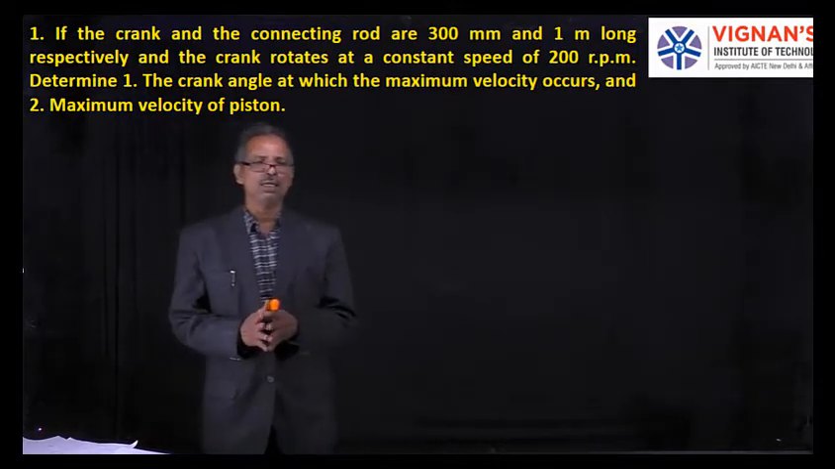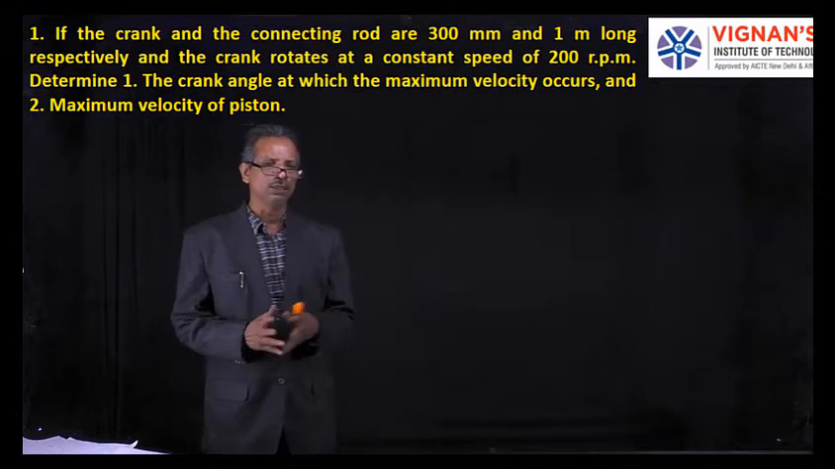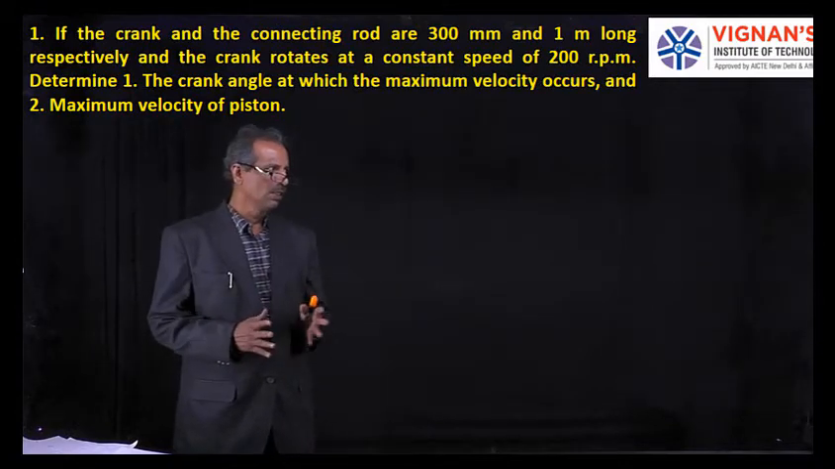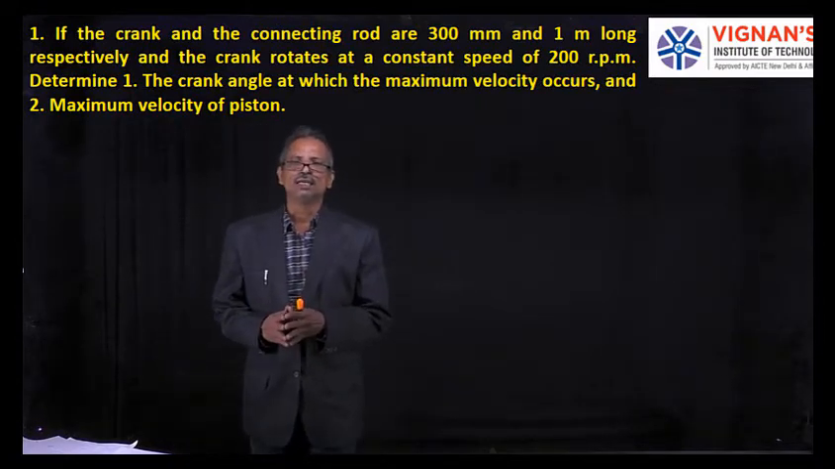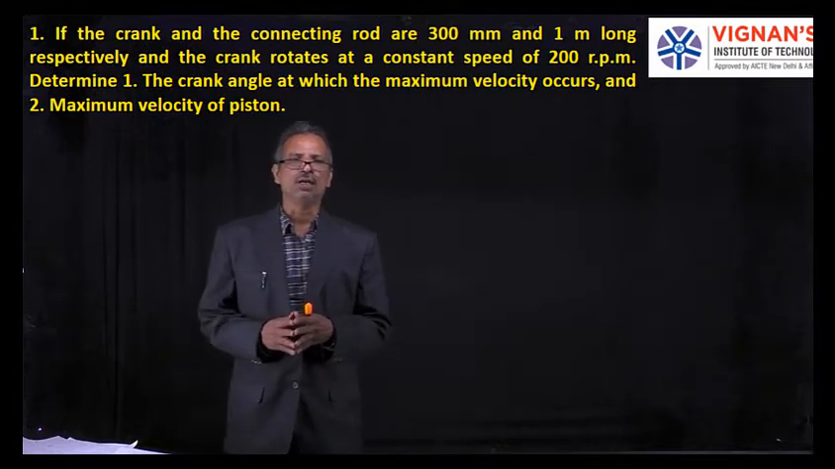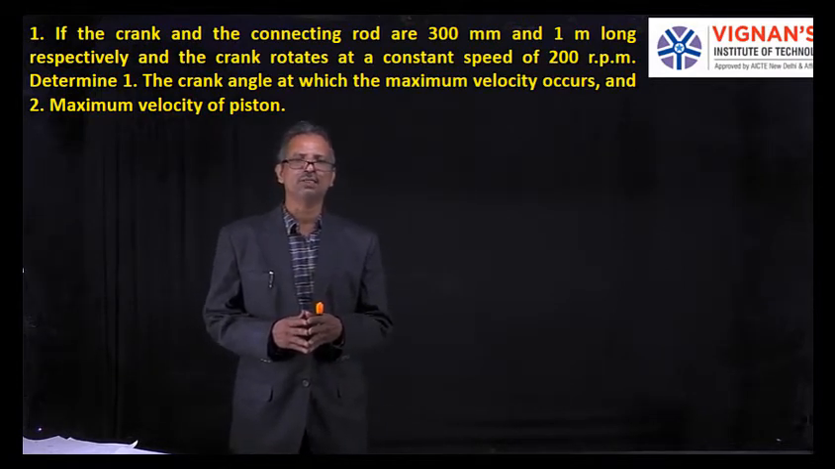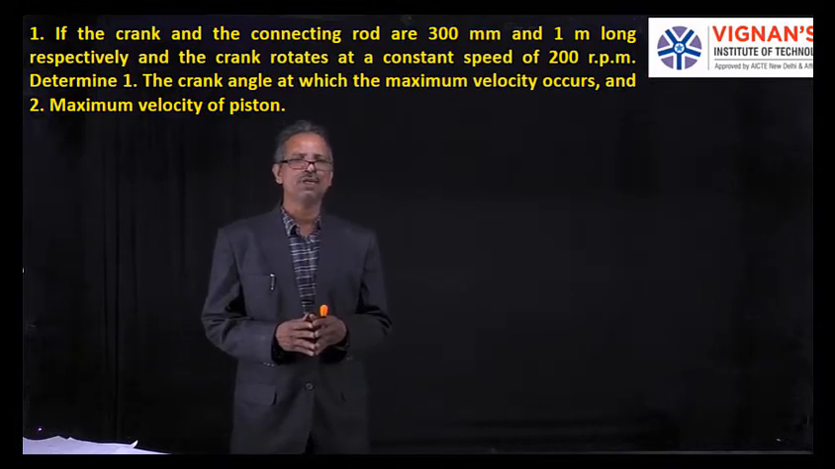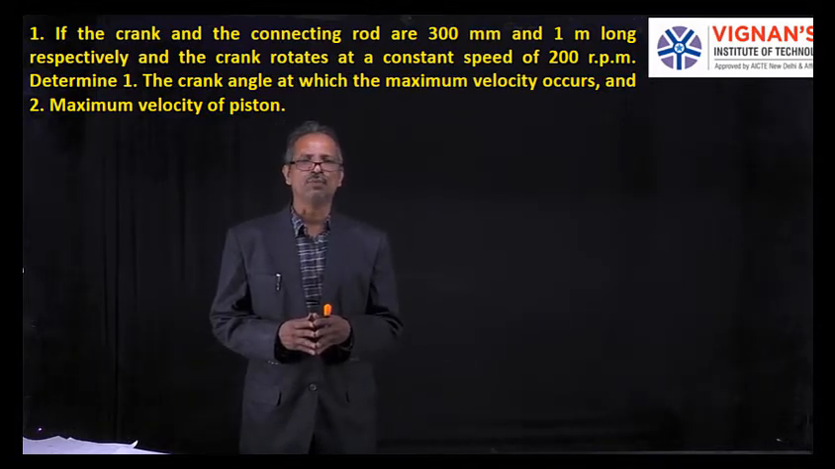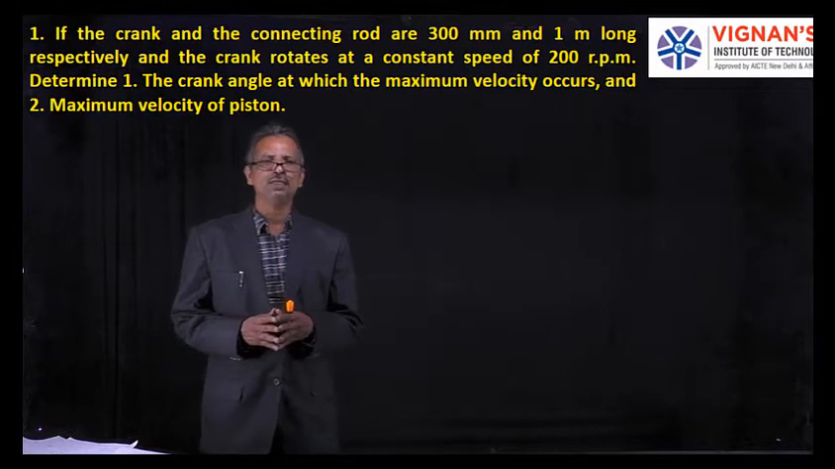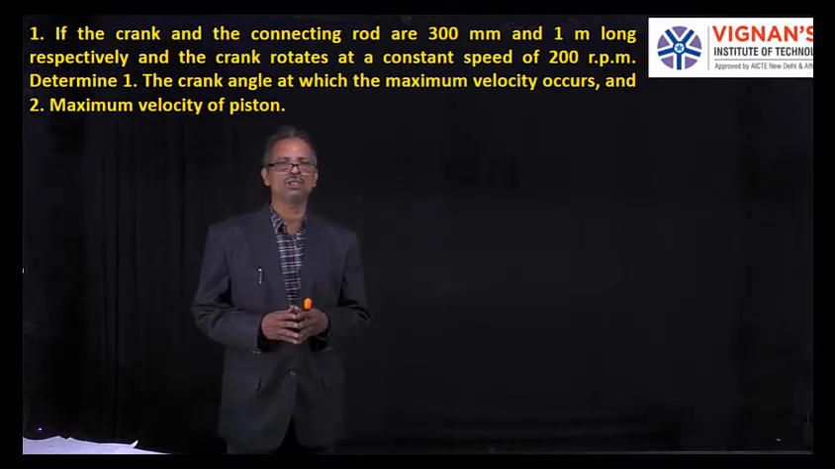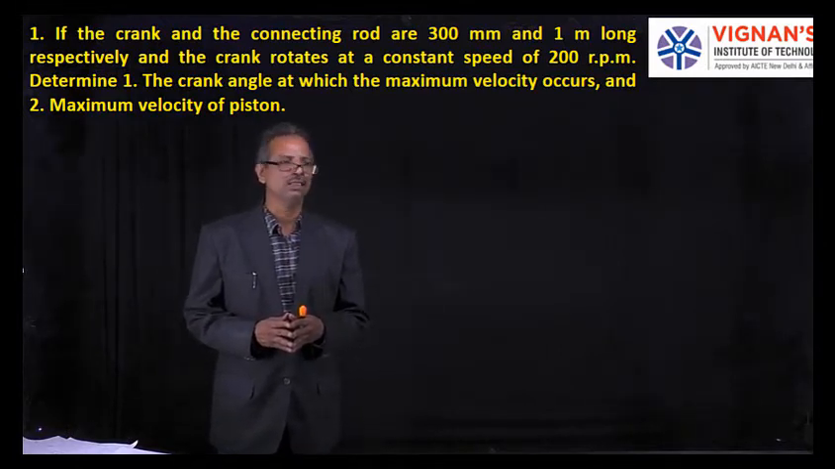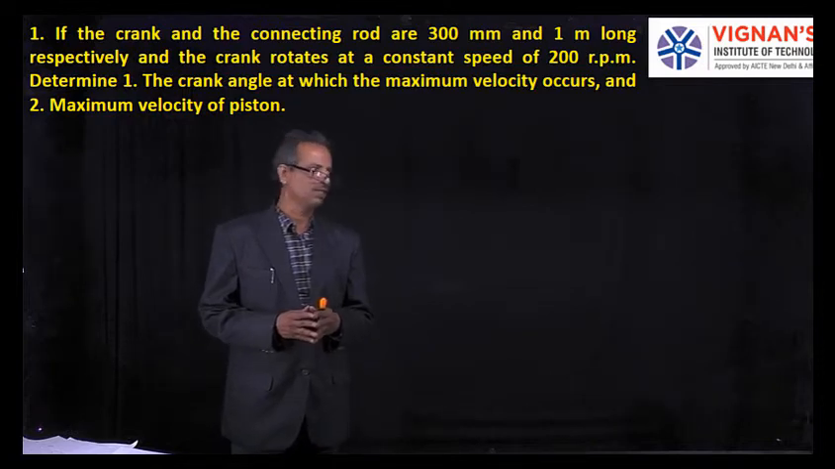Let us solve a problem on the theory we have discussed. If the crank and the connecting rod are 300 mm and 1 meter long respectively, and the crank rotates at a constant speed of 200 rpm, determine the crank angle at which the maximum velocity occurs and the maximum velocity of the piston.